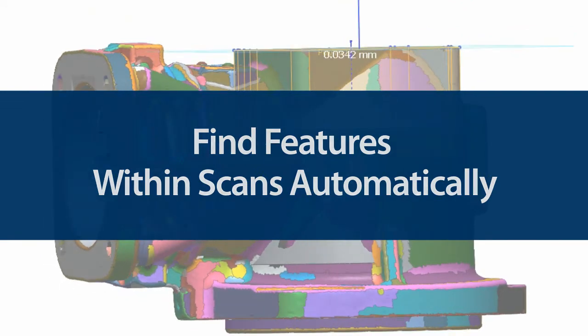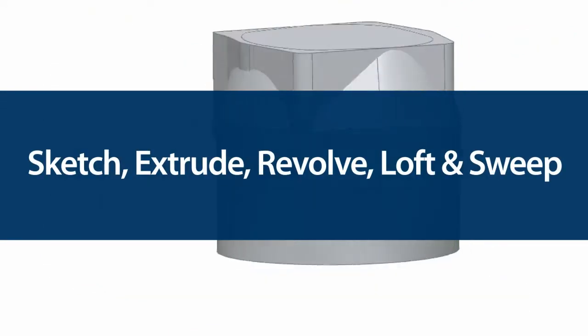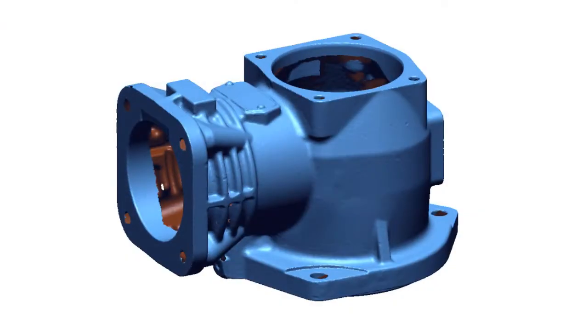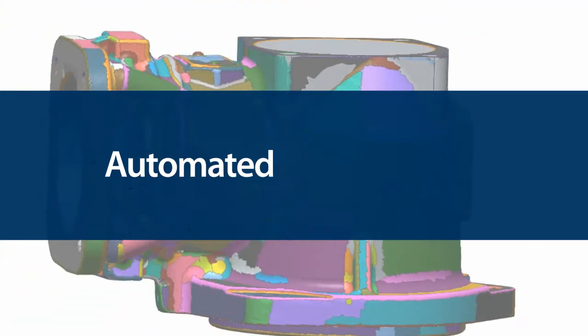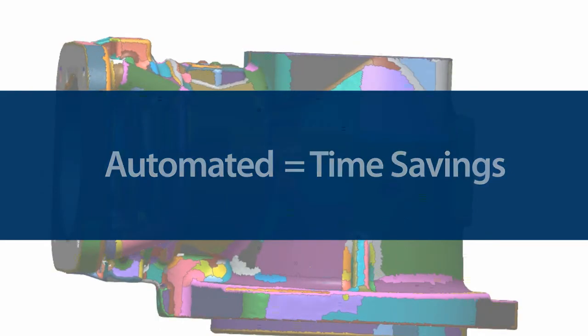It will define all the dimensions of a feature, generate a sketch, and extrude, revolve, loft, or sweep to make the feature with just three clicks. In other words, we've automated the entire feature modeling process into one simple command, and you're going to love the time it saves you.